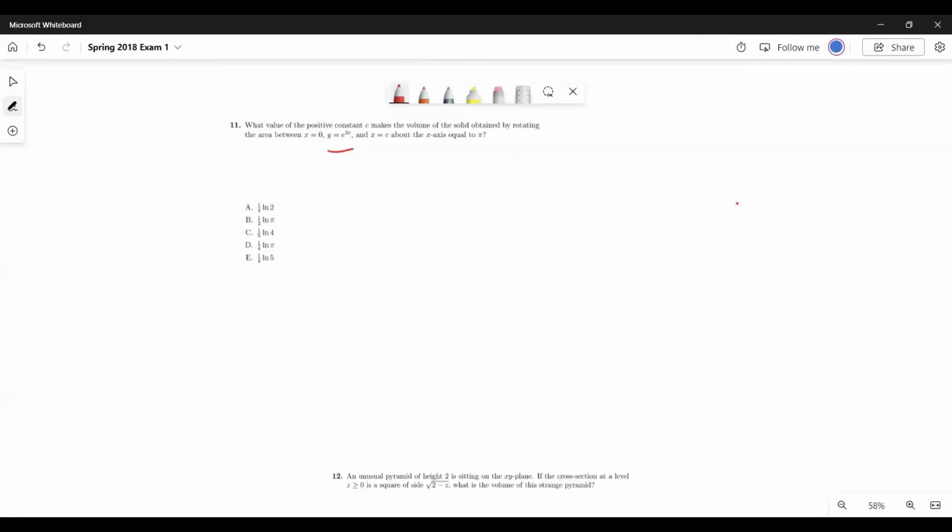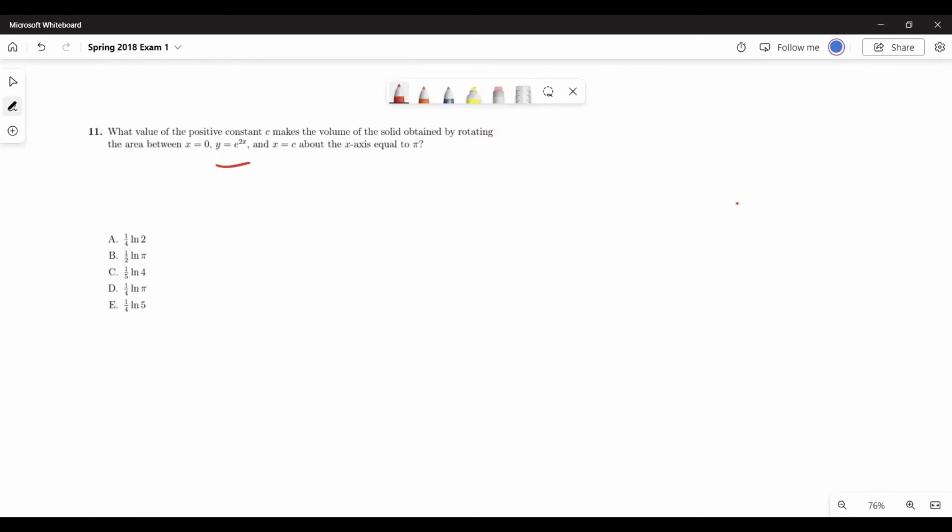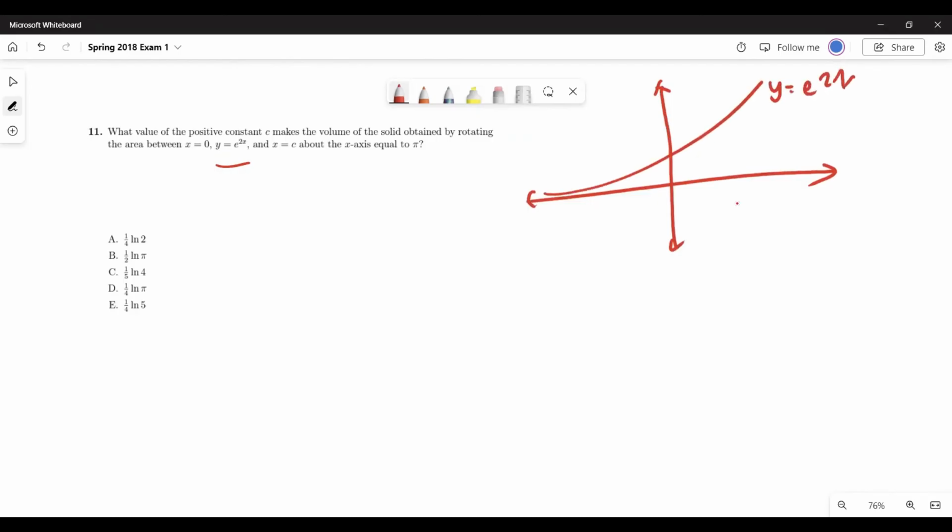It says, what value of the positive constant c makes the volume of the solid obtained by rotating the area between x equals 0, y equals e to the 2x, and x equals c about the x-axis equal to pi? So it's the same logic, it's just going a little backward. Let's draw the curves first: y equals e to the 2x, x equals 0 here, and this line x equals c. So that's the region bounded. I'm going to use the washer method. If you want to use something else, you could, but I think it's the easiest way to do it for now.